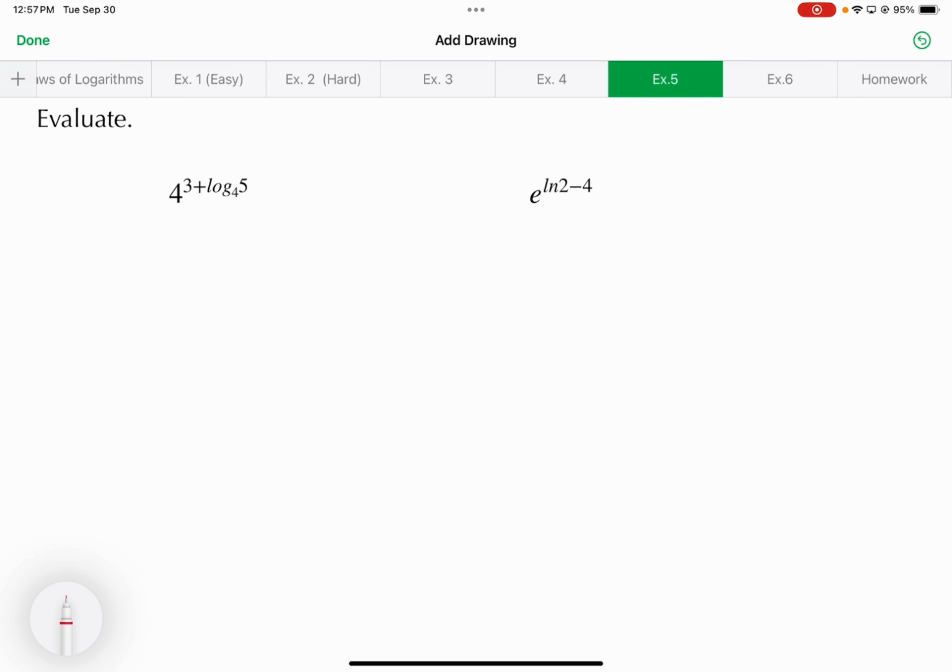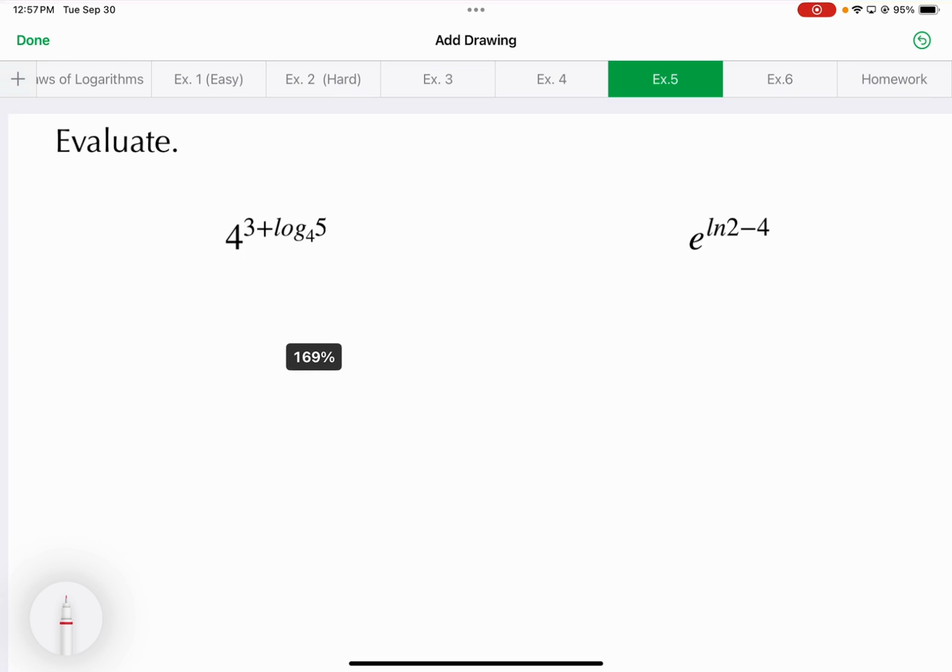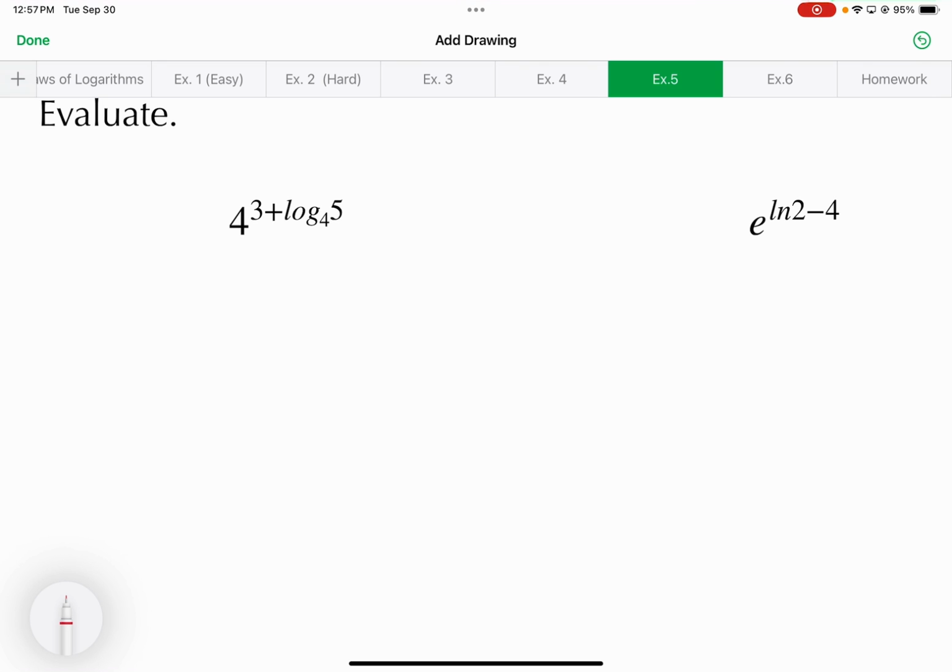Okay, let's deal with just some individual expressions instead of an equation for a change. So no equal sign, so we're dealing with an expression here. So I got 4 to the third power plus log base 4 of 5. This will actually require us to think back to our properties of exponents from a couple of sections ago in order to figure these out. So 4 to the third plus 4 to the log base 4 of 5.